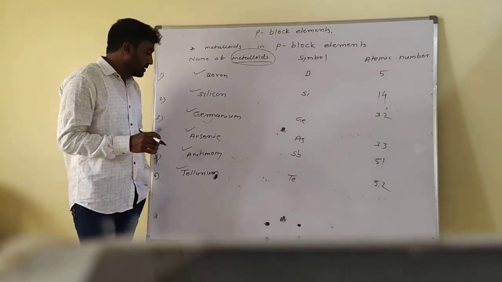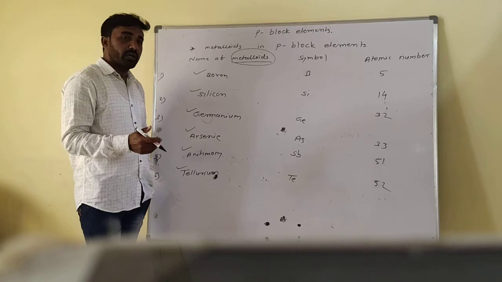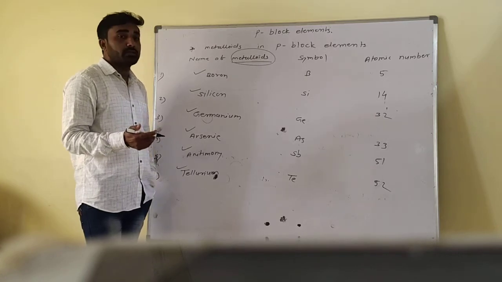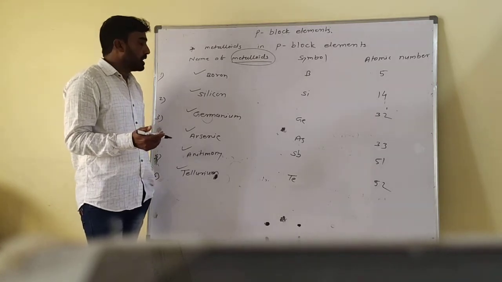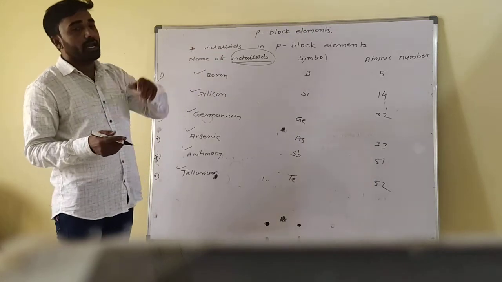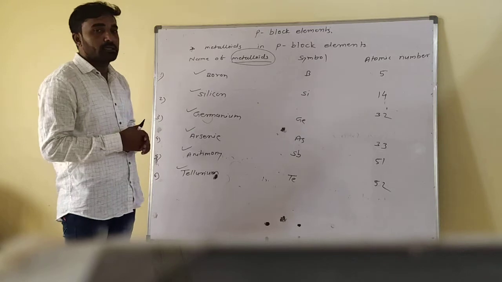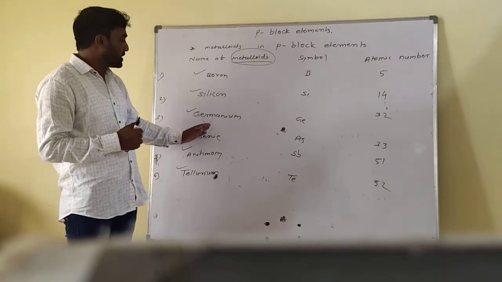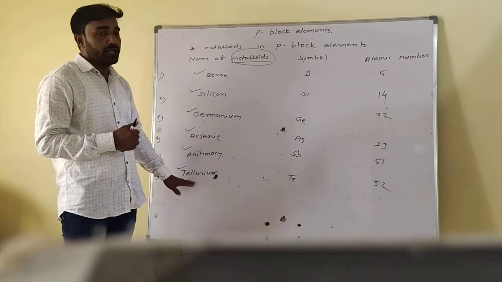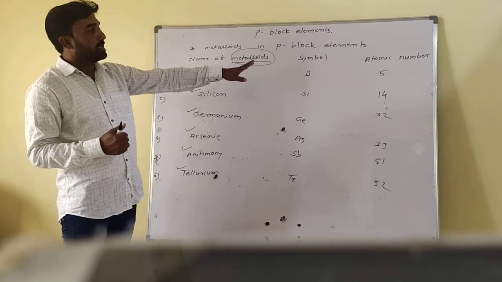But some elements are the metalloids. The p block elements have 6 metalloids, and the names are boron, silicon, germanium, arsenic, antimony and tellurium, along with their atomic numbers and symbols.